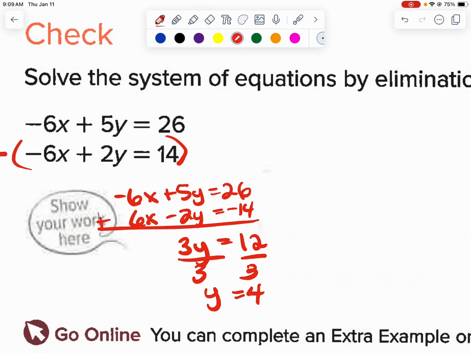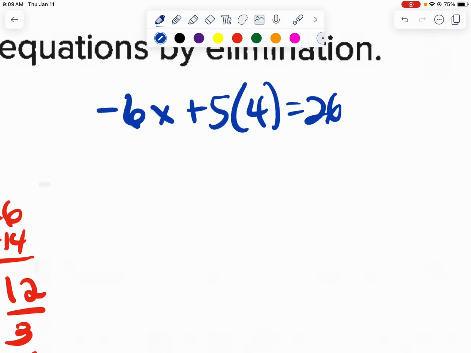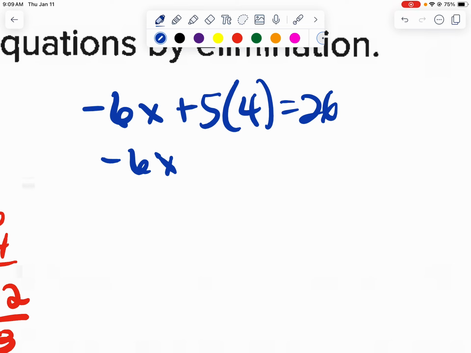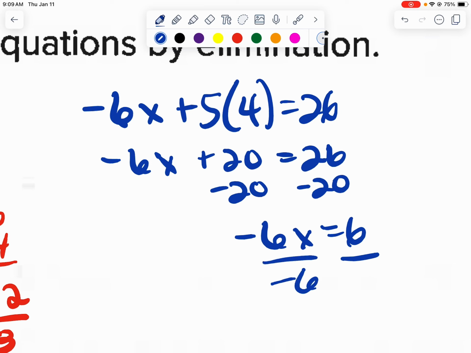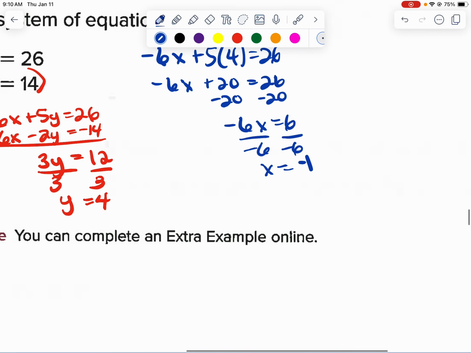You take that and you plug it back into the original equation. I'm just going to do the first one, just because it doesn't matter which one you do. So I get -6x plus 20 equals 26. Subtract 20 from both sides. Get -6x equals 6. Divide by -6 and get x equals -1. So it's the point -1, 4.